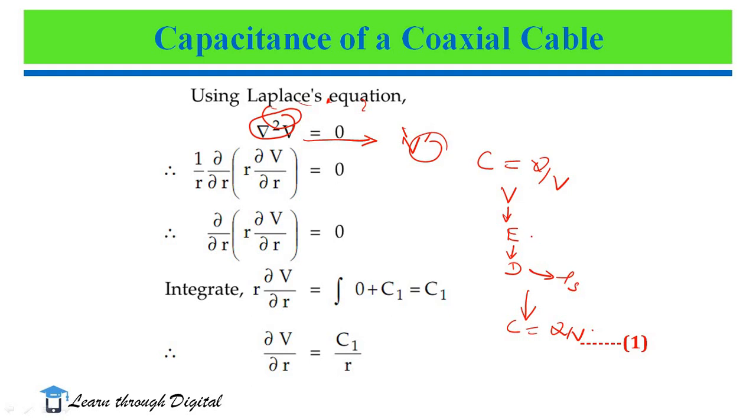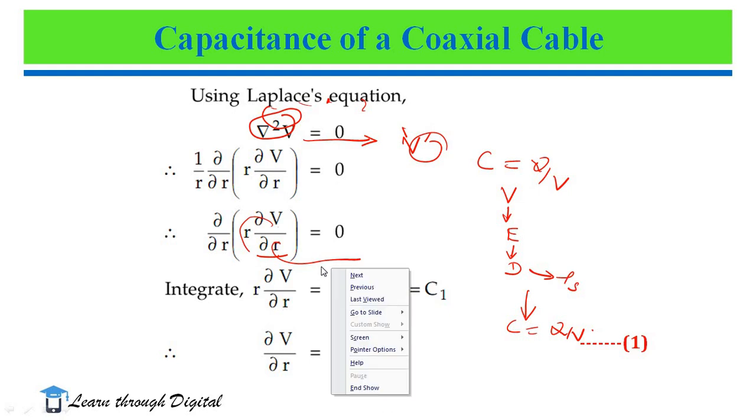It is very convenient to consider the cylindrical coordinate system to solve this equation. As we know, the field lines are radially outward from the inner conductor to the outer conductor. Therefore, it consists of only the radial component: 1 by r dou by dou r of r dou V by dou r is equal to 0. Once we simplify this, we get dou by dou r of r dou V by dou r is equal to 0.